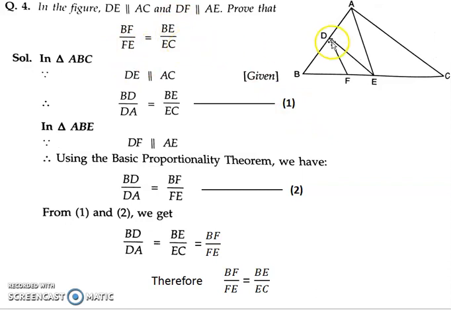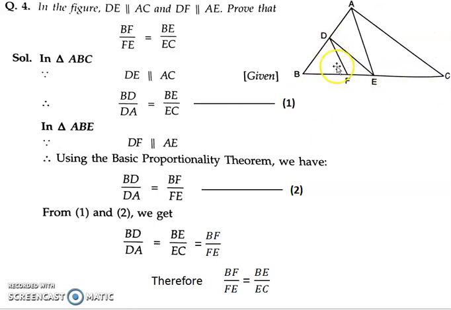So first, DE parallel to AC. This line is given parallel, so that means we must consider triangle ABC here, because this AC, one of the parallel sides, must be one of the sides of the triangle. So in triangle ABC, DE is parallel to AC. So by that I get BD by DA is equal to BE by EC. Here I am using the BPT result only. So BD by DA is equal to BE by EC. This will be equation 1.